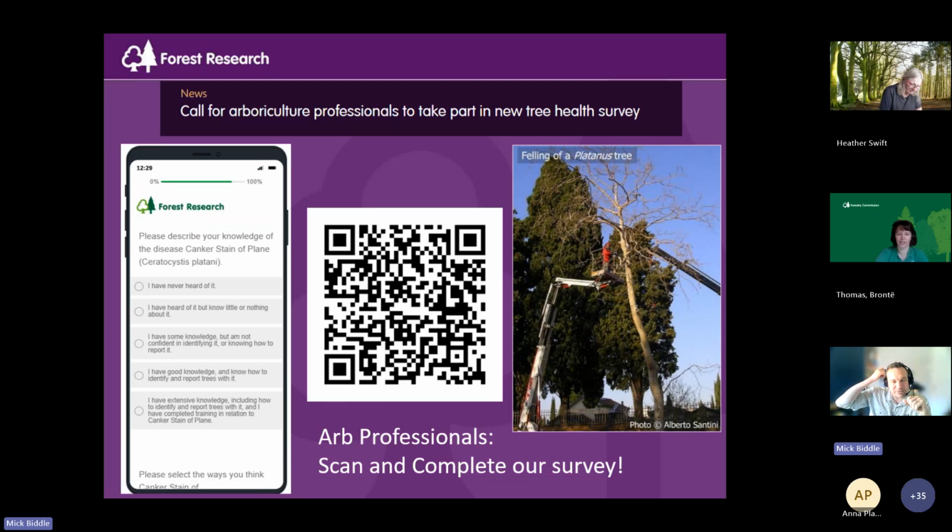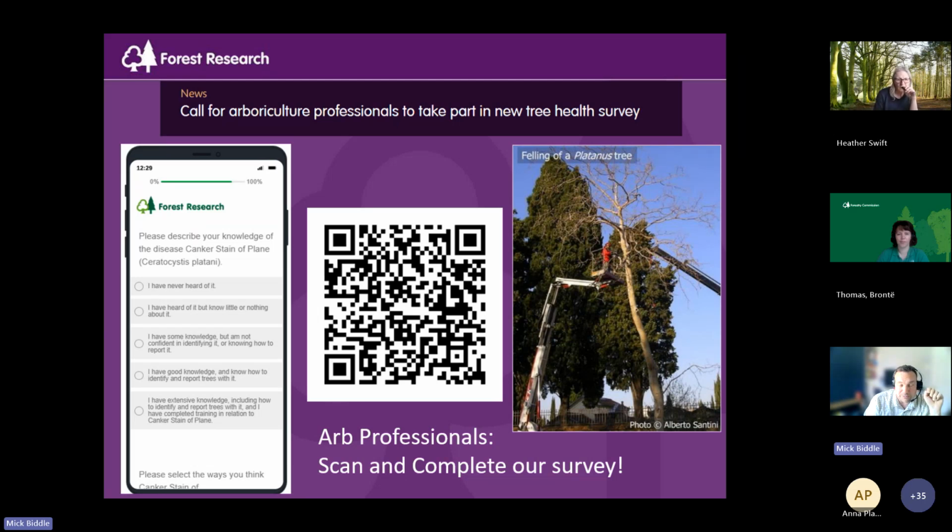Thanks, Bronte, for that introduction, and thanks for having me here today. And you're quite right, I'm here with an ulterior motive to plug this survey which we're undertaking at the moment. But it's a clever way of hiding the fact that I'm also going to be talking about plane trees, and in this case a pathogen threat to plane trees.